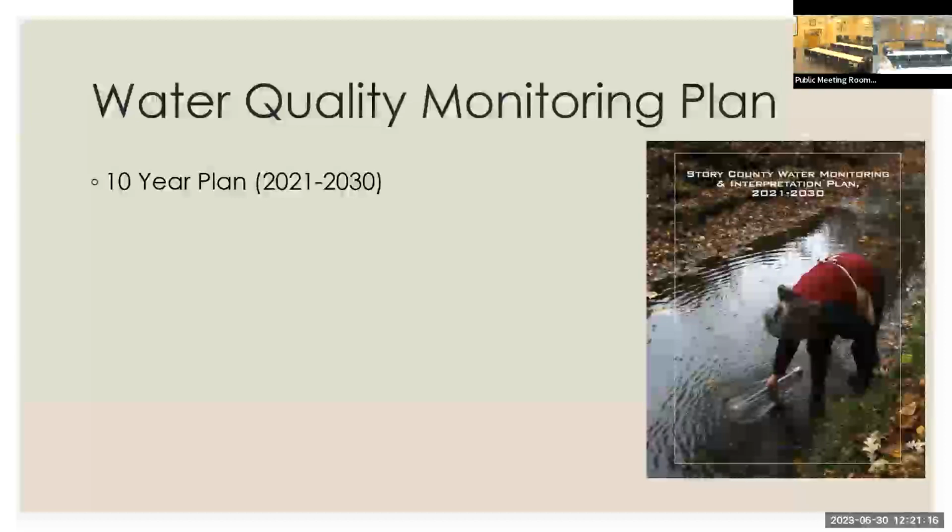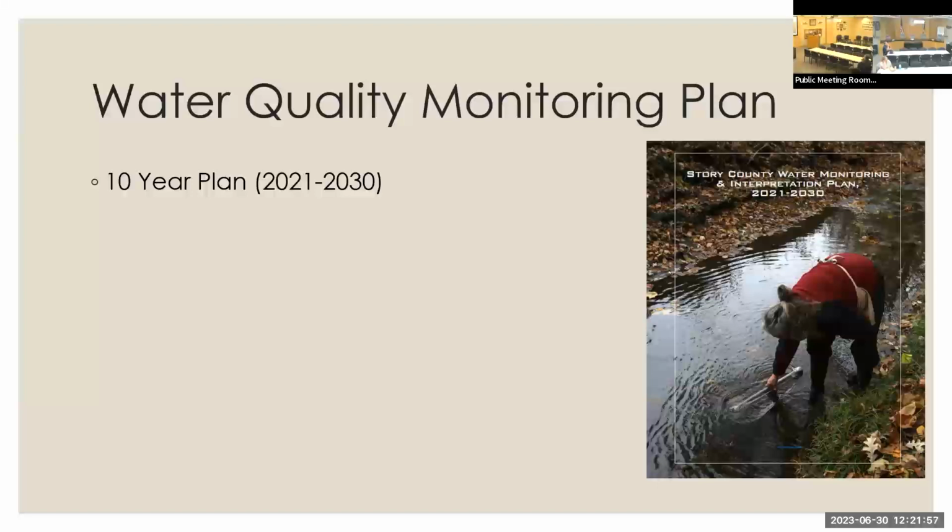And we created a plan, a 10-year plan from 2021 to 2030. This came about because the state pulled funding for the statewide or DNR monitoring. It used to be called Iowa Water, the state plan for monitoring, and that funding was pulled. And so we decided that we wanted to continue monitoring our rivers and creeks and collect baseline data to help us not only see what is happening in the county, but maybe where we can focus our efforts.